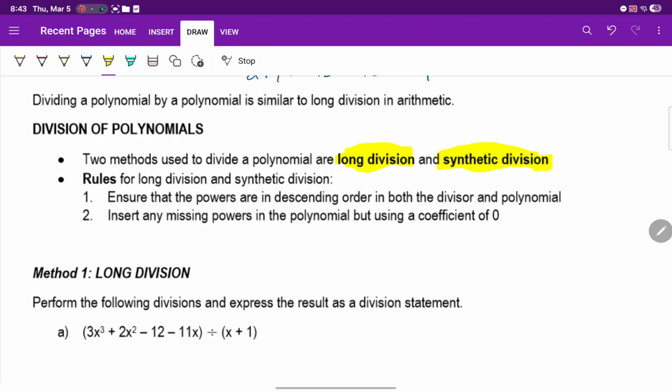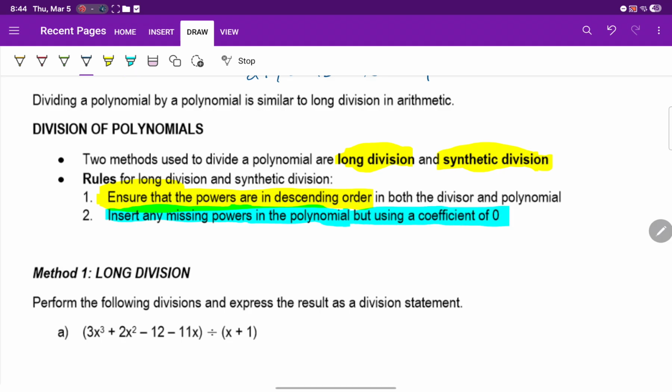Now our rules for long division and synthetic division are the same. There are two very important rules. First is you need to ensure that the powers are in descending order, meaning that your highest exponent of x is at the start, and they go in descending order all the way down. And that has to be true in the divisor and the polynomial. The second key rule is that you need to, and we're going to see some examples of this, insert any missing powers in the polynomial, using 0 as a coefficient.